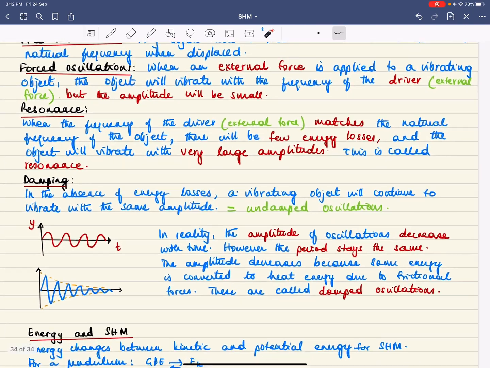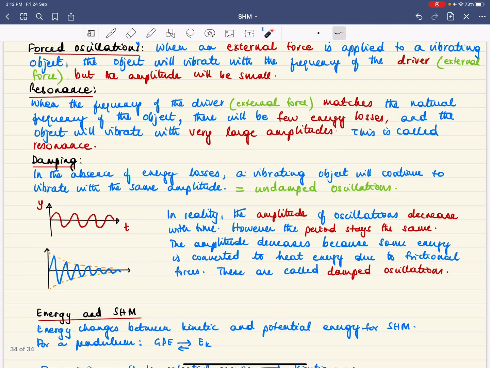Okay, and damping. If there were no energy losses, say you had a pendulum oscillating in a vacuum, then the amplitude would go on forever. The amplitude will stay the same, and these are called undamped oscillations. However, in reality, if you set something oscillating, after a while it will come to a stop. Initially the amplitude is quite large, and after some time the oscillations die down and the amplitudes become small. What's important is that the period is the same, even though the amplitude is different. That's the time taken for one swing has not changed. These are called damped oscillations.